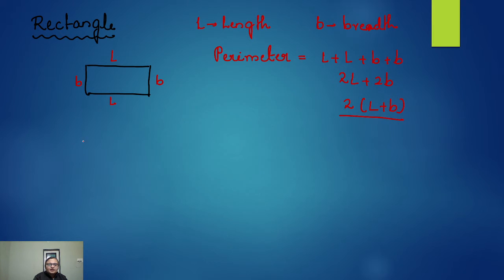And area, the formula of area is length into breadth. And again, to find the diagonal you have to use the Pythagoras theorem. D square is equal to L square plus B square. D is equal to square root of L square plus B square.